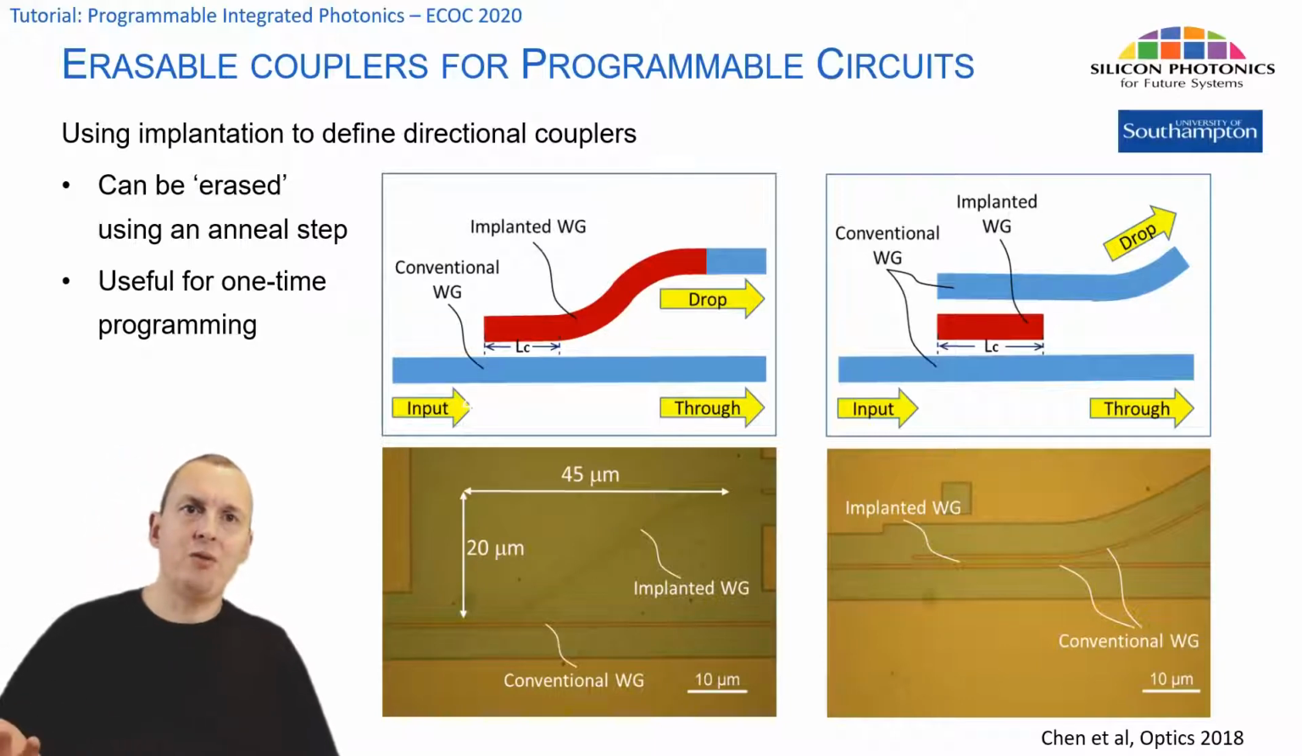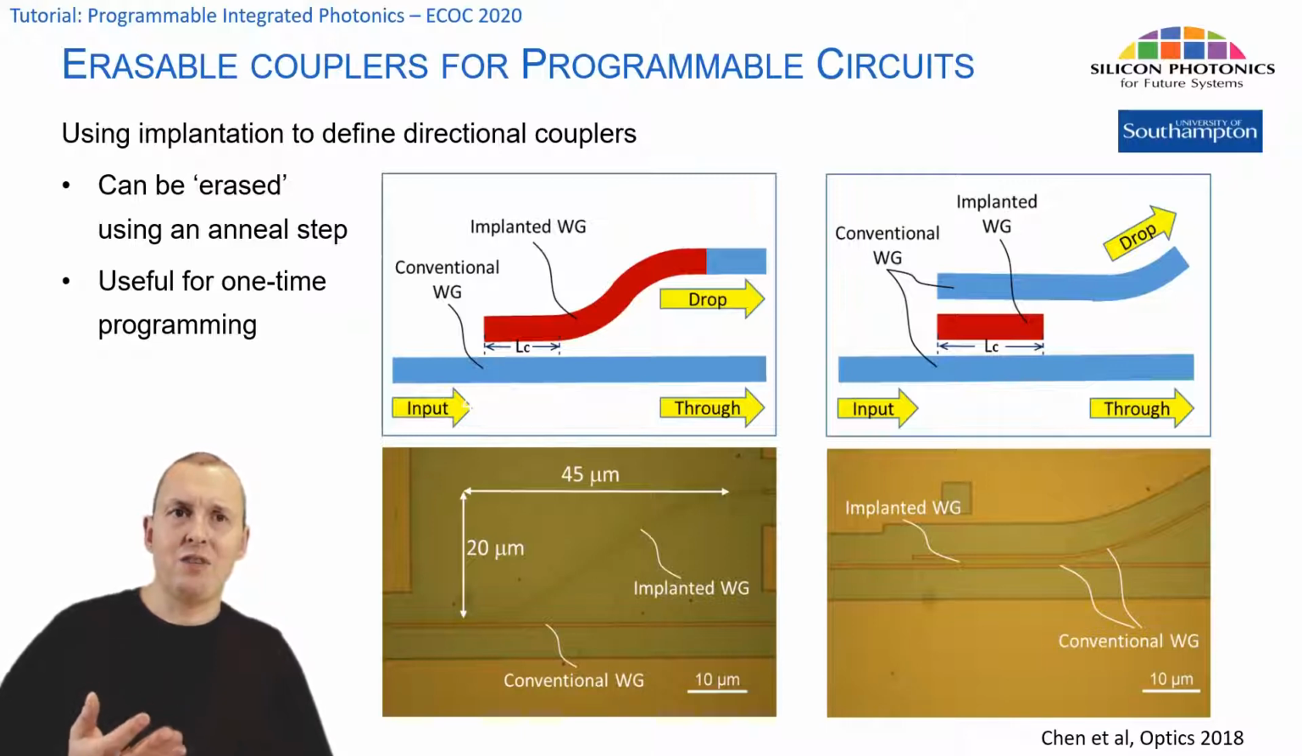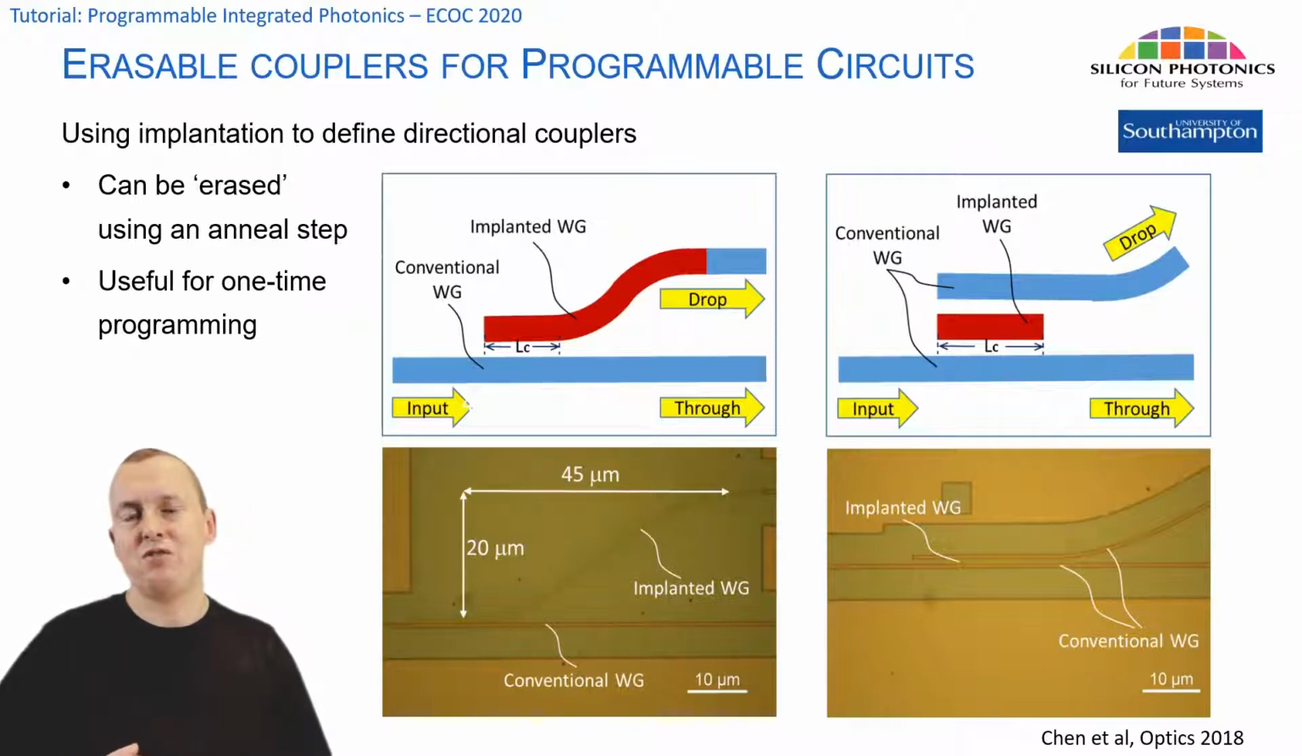For instance, one way to build these monitors is to have an erasable directional coupler. You have a directional coupler that taps off a bit of light, but then afterwards, after you've configured your circuit, you can, by an annealing step, erase all these extra couplers. And that allows you to do a one-time configuration of your circuit. So this technique, which has been demonstrated by Cornerstone in Southampton, could give you access to one-time programmable circuits.